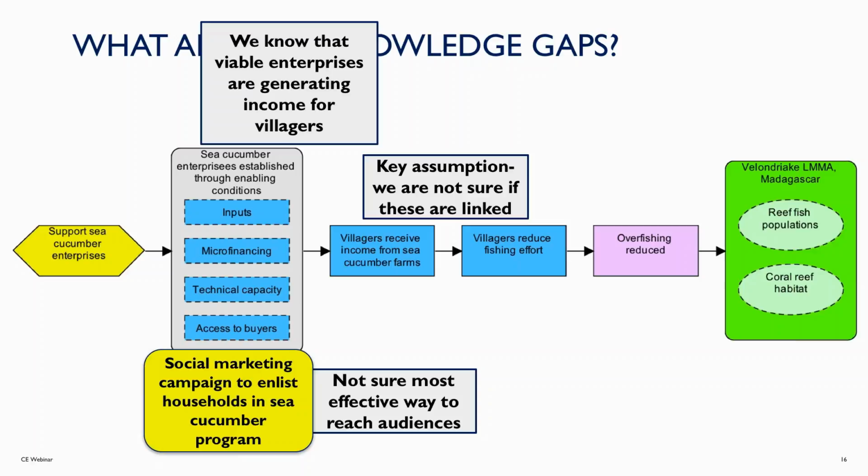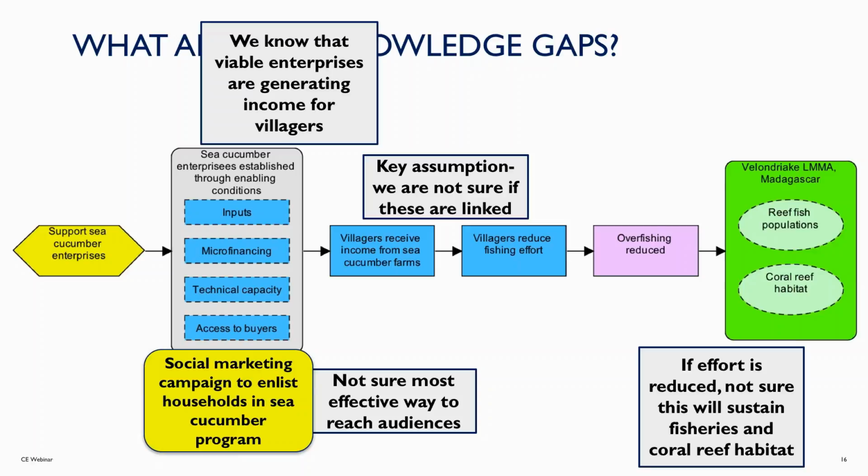Right? Then maybe we've got a gap around a key assumption about whether increasing income is really going to lead to reducing fishing effort. And then maybe we're also wondering, if we can reduce fishing effort, will this be enough to sustain the fisheries or the reef fish populations and the coral reef habitat? And from these, we can start to do a first draft with some questions.